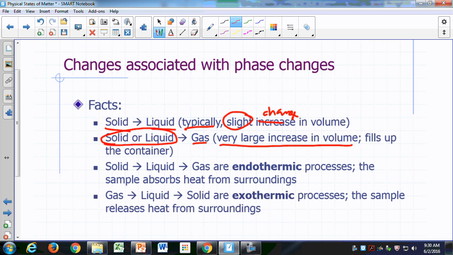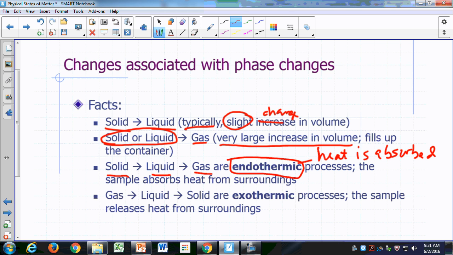Now, when you go from a solid to a liquid to a gas, that conversion process is an endothermic process. What does that mean? It means it draws heat from the surroundings. The surroundings must be hotter than the solid for it to turn into a liquid, or for a liquid to turn into a gas. So it's an endothermic process. Heat is absorbed.